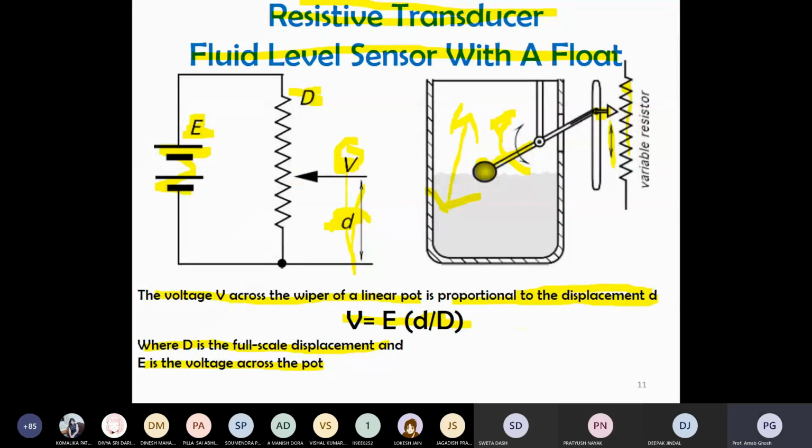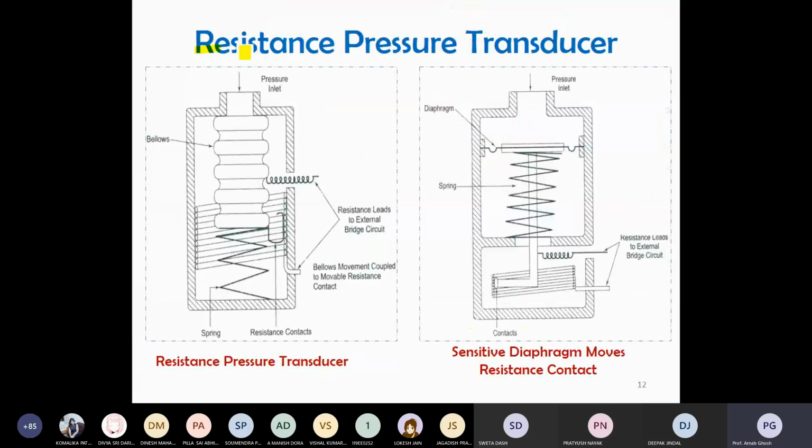Next is the resistance pressure transducer. Here you can see a spring is there, in the resistance pressure transducer diagram. In both cases the spring is there, with the resistance lead of the external bridge circuit. And bellows are there, with the pressure inlet. If air is coming, or the pressure is coming.